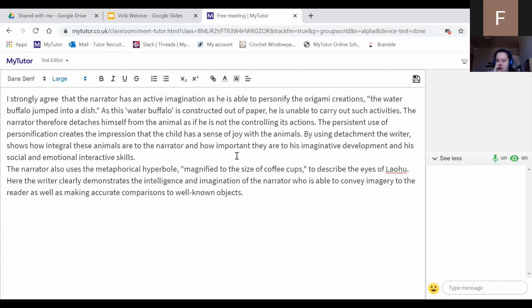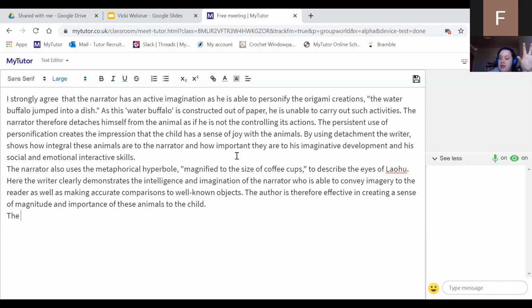So the reader is, not the reader, the author, because we've already said writer, the author is therefore effective in creating a sense of magnitude and importance of these animals to the child. So just taking that a bit further.